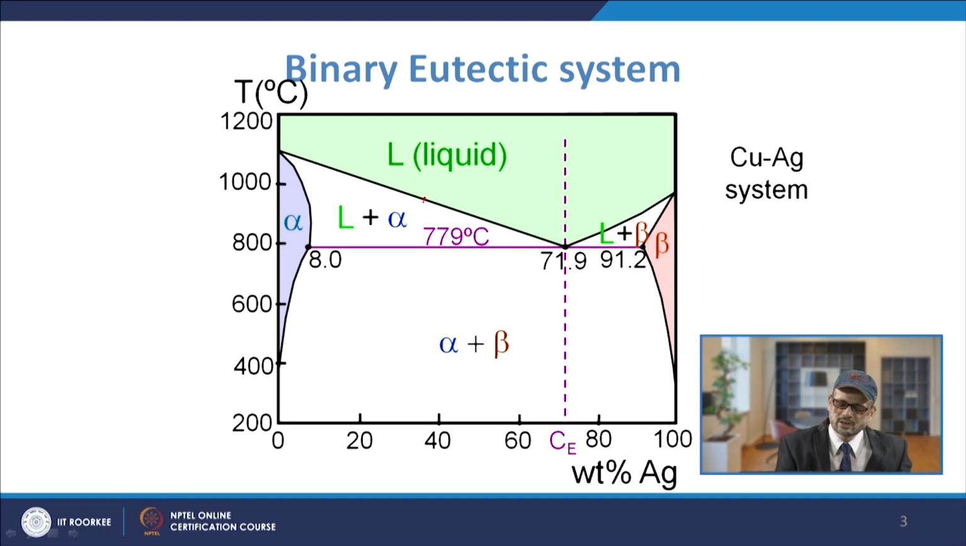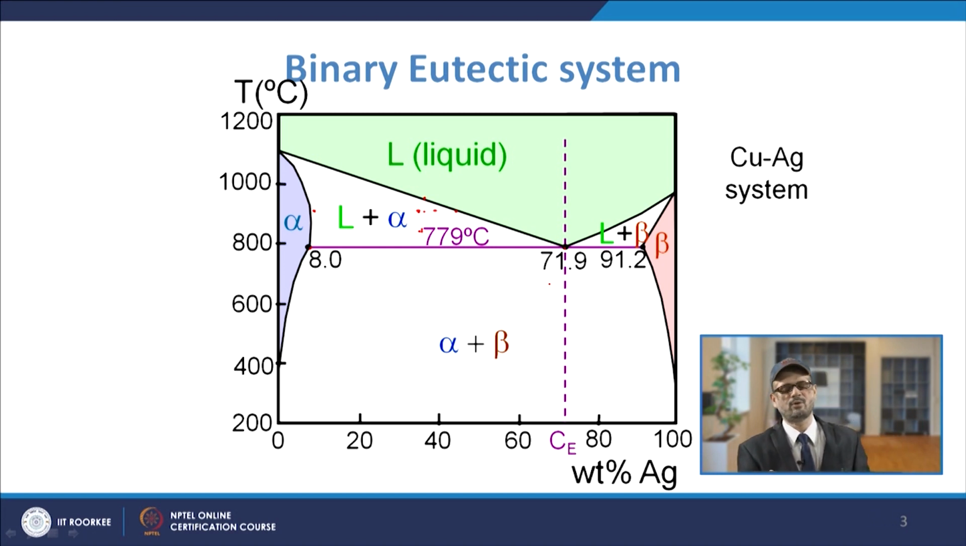Now when you are coming to any composition at this point, as we discussed, you will be drawing a line, and you will have alpha precipitating out, and you have liquid of this composition. As you come down, the composition of that alpha phase will be according to the point at which you are. So ultimately at this point you have this alpha and liquid of this composition, and then ultimately you will have alpha plus beta.